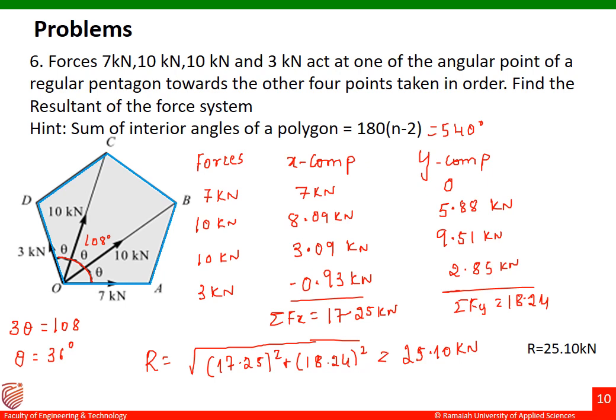This is how we have to find the answer for the given problem. So this completes problem number 6.